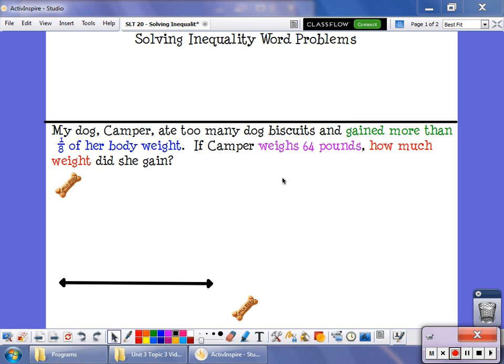Solving inequality word problems is just like solving equation word problems. The only difference is when you solve an equation word problem, you get one answer. And when you solve an inequality word problem, you'll get a range of answers.